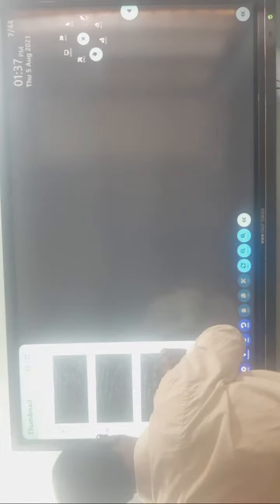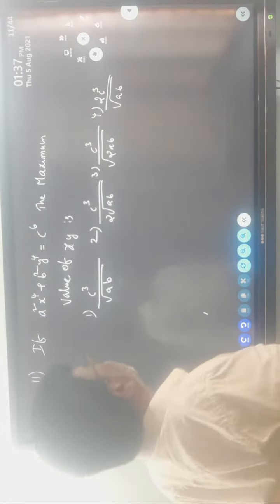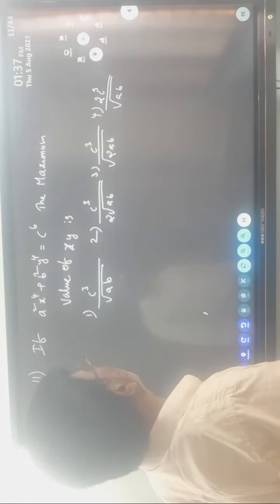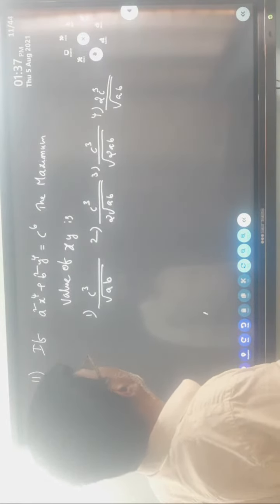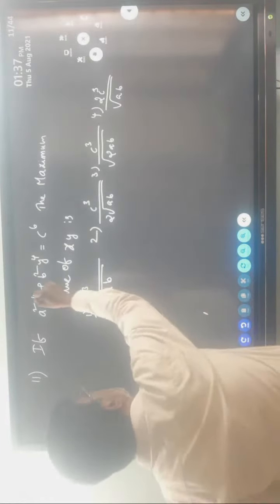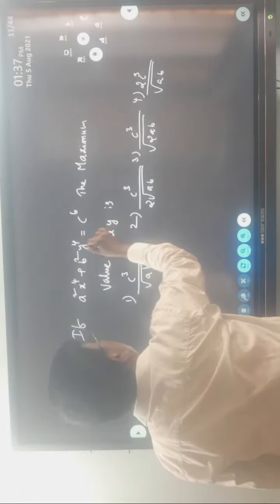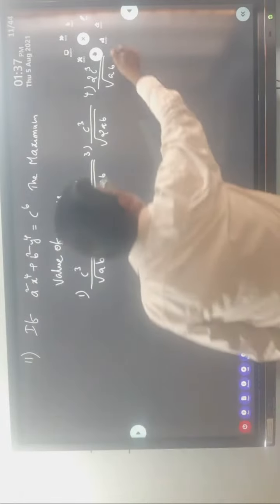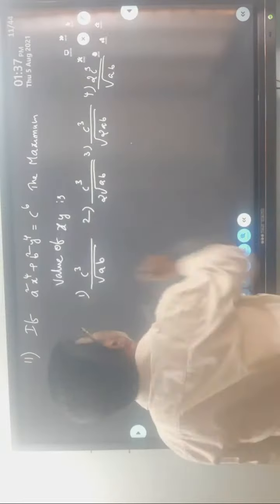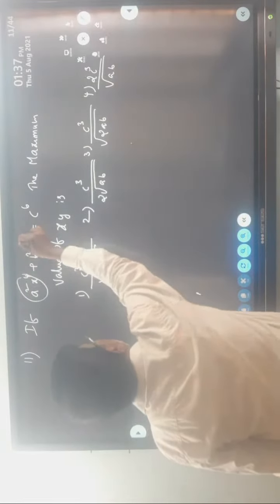This is one more question we have to take. This one is better to take. What is the maximum value of xy? So this is what the question is asking, and this is the simple idea. Now we are taking this one. This is a, and this is b.